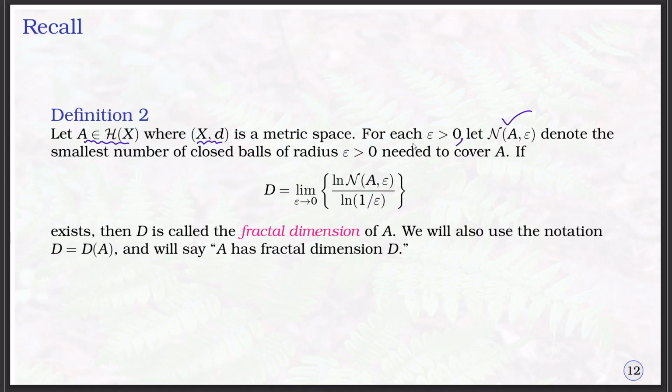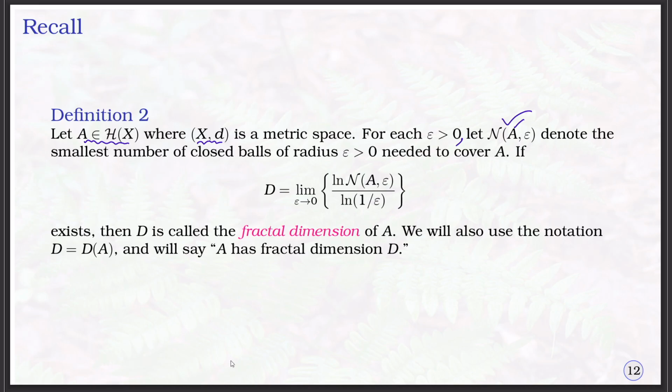If, for the given epsilon and this N of A comma epsilon, this limit exists, then this d we can call the fractal dimension of A. We use the notation d of A to mention that A has fractal dimension d. We already discussed that A is a compact set in X, therefore such an N of A comma epsilon exists.